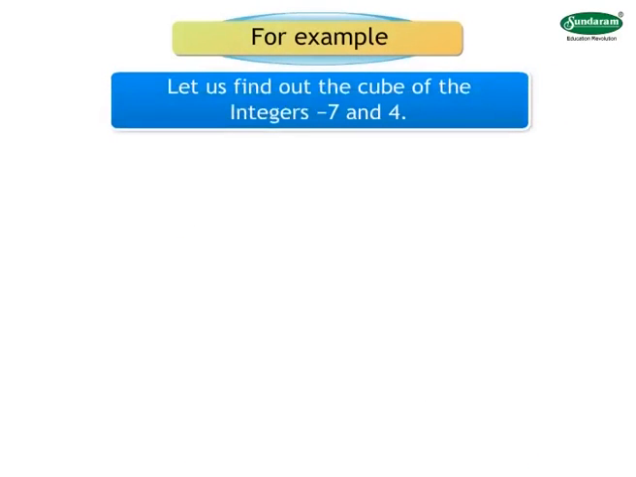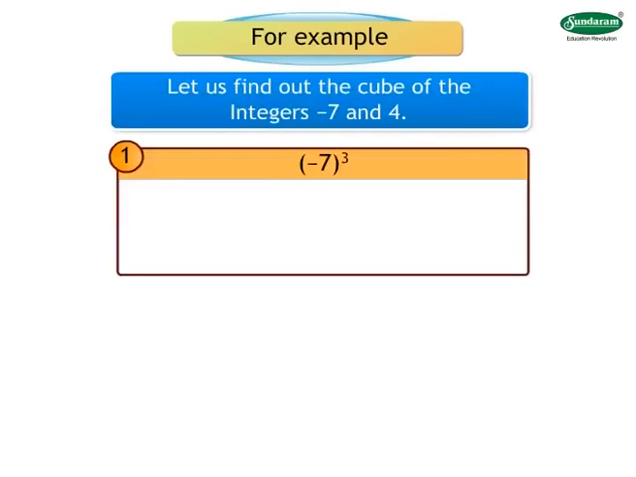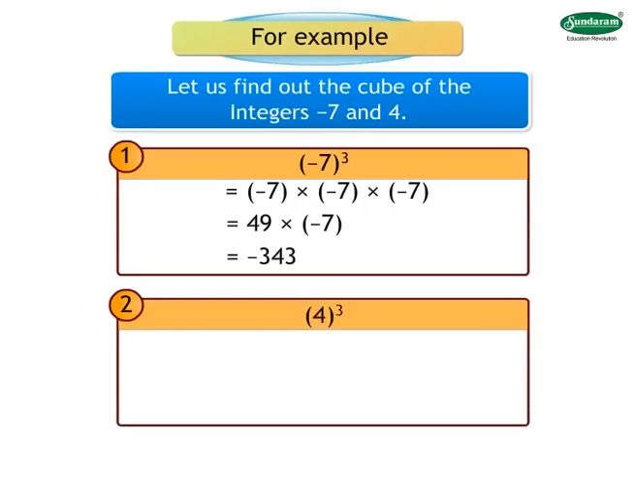For example, let us find out the cube of the integers -7 and 4. 1. -7 cube is equal to -7 into -7 into -7, which is equal to 49 into -7, which is equal to -343. 2. 4 cube is equal to 4 into 4 into 4. Therefore, 4 cube is equal to 16 into 4, which is equal to 64.